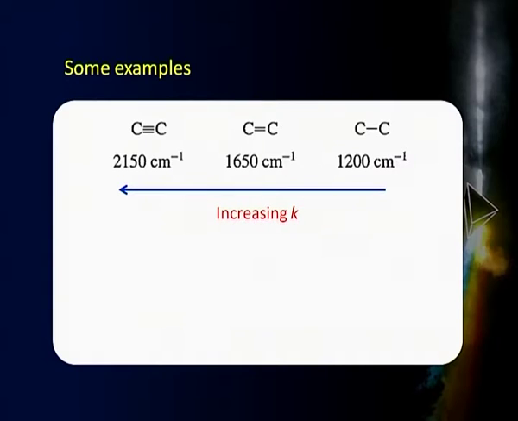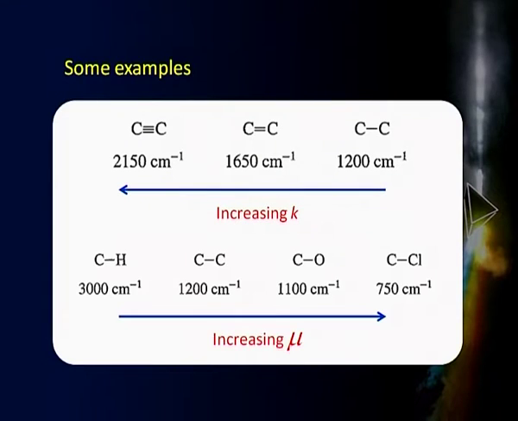So, in this example, what we see is that as the strength of the bond increases, so does the vibrational frequency. Let us take the second case. Here we have a series of bonds, wherein one atom happens to be carbon, which is fixed, and the other is hydrogen, carbon, oxygen, chlorine: CH, CC, CO, CCl. So we take one atom to be constant and the second atom is getting heavier and heavier.